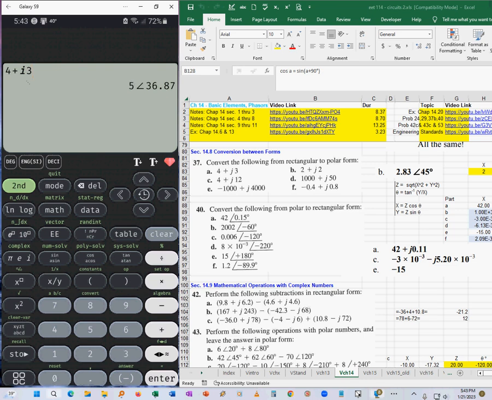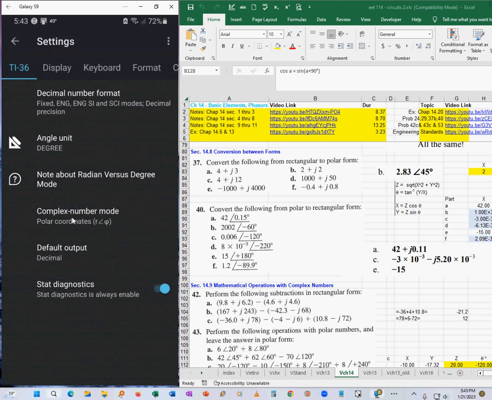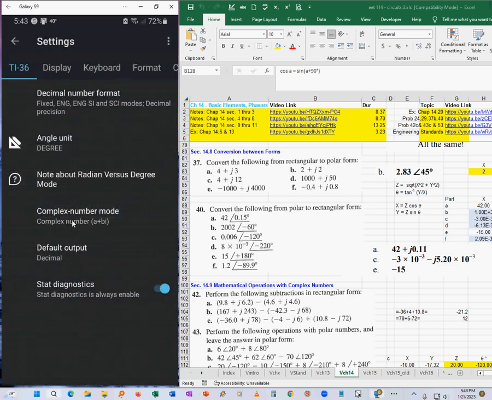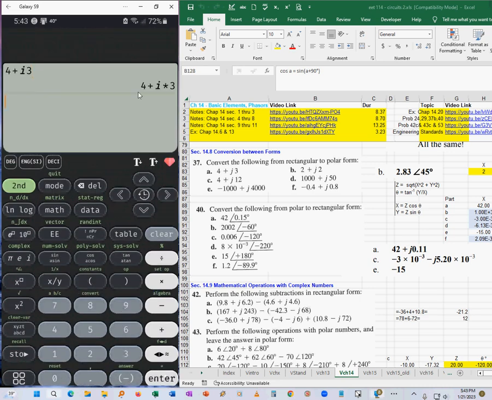This is rectangular. The way to toggle between the two, you hit the mode button, hit complex number mode, and then they call it a complex number, which is really rectangular form. You hit enter again, that takes you back to rectangular form.